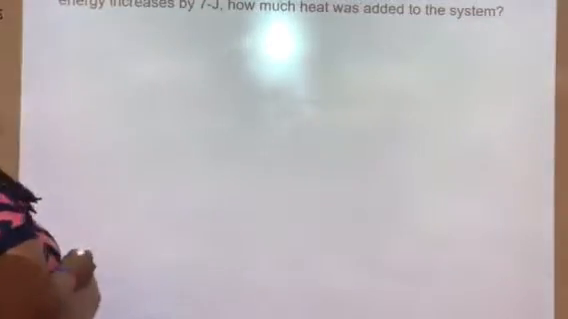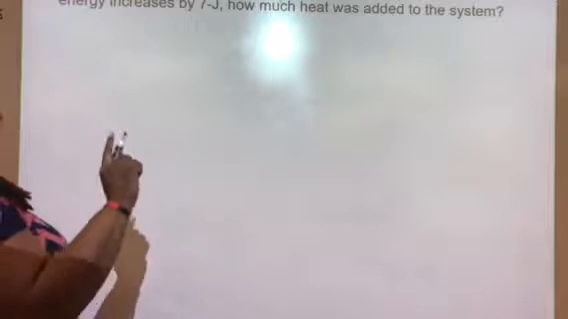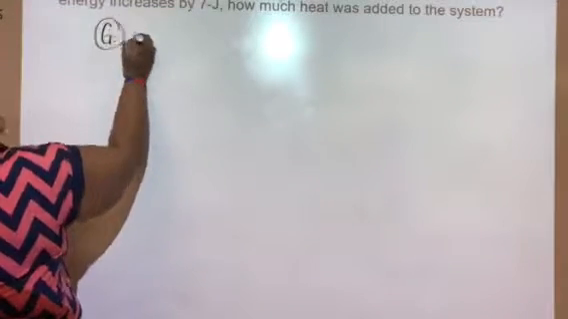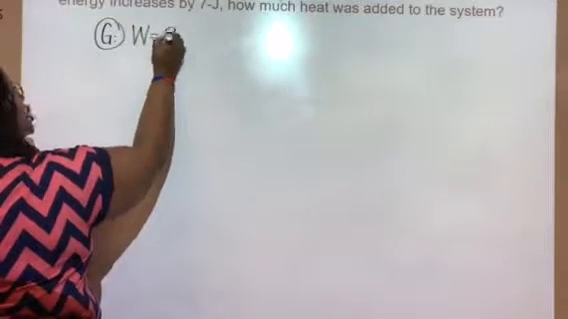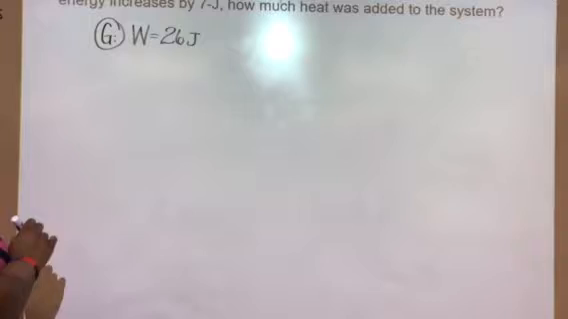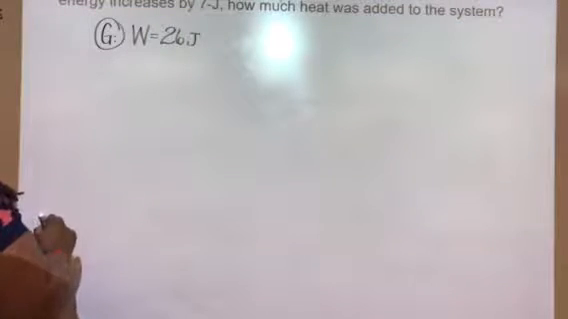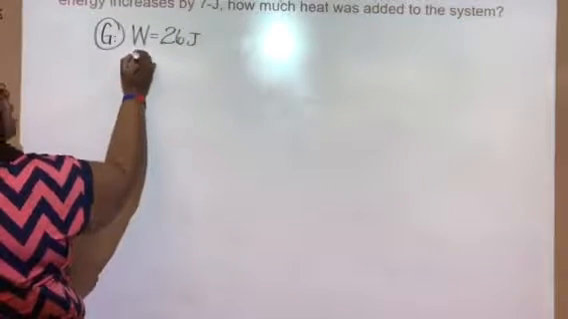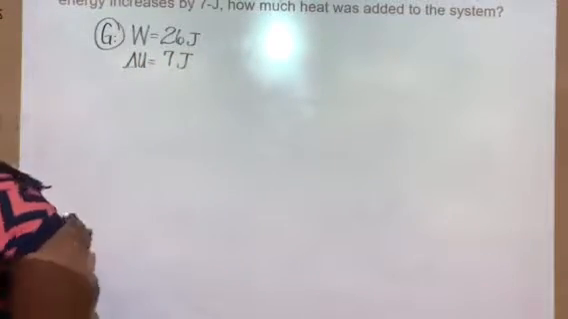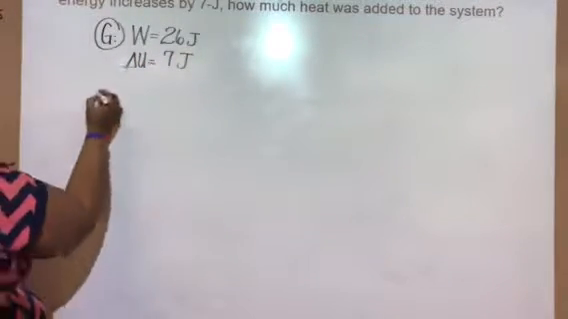Heat is added to a system, and the system does 26 joules of work. So for my given, my W is 26 joules. If the internal energy increases by 7 joules, so my change in U is 7 joules. How much heat was added to the system?